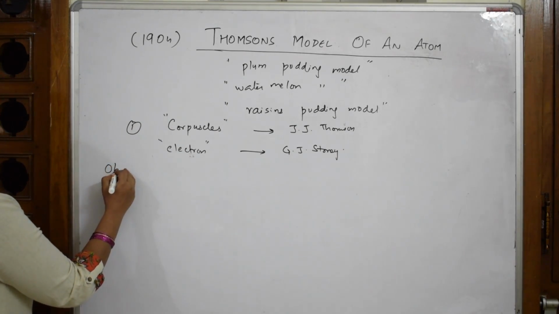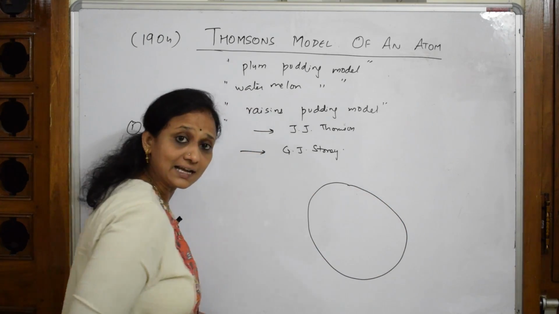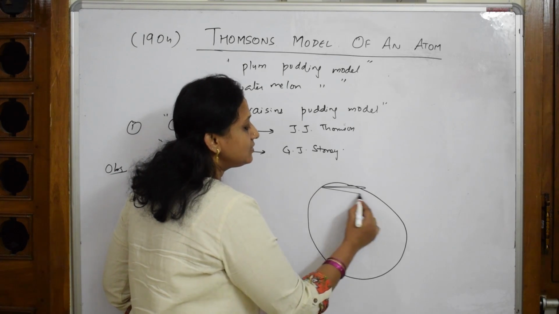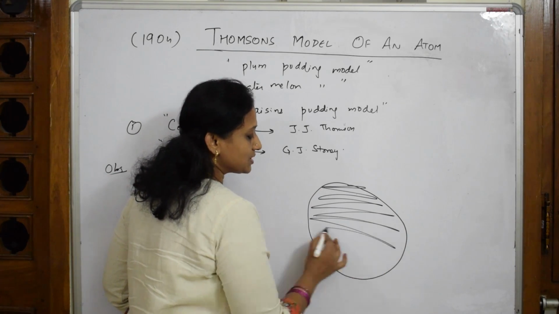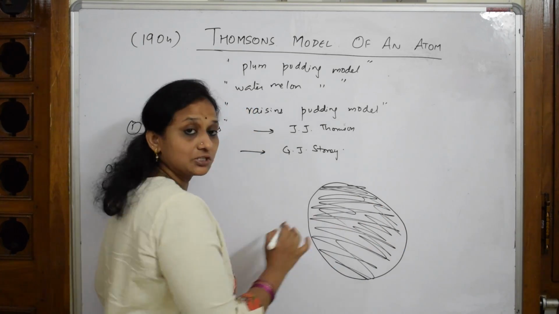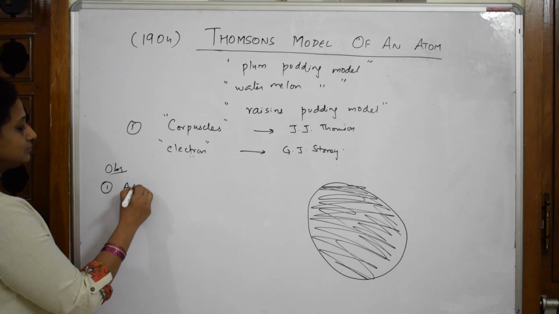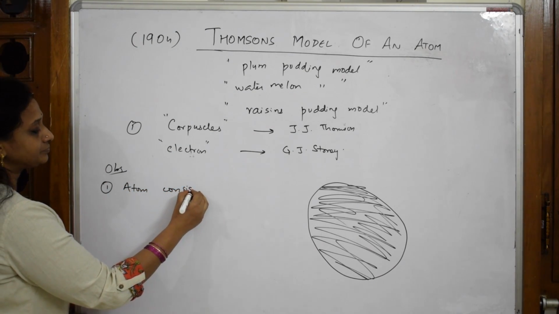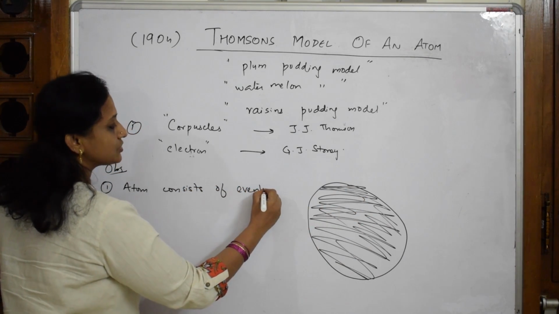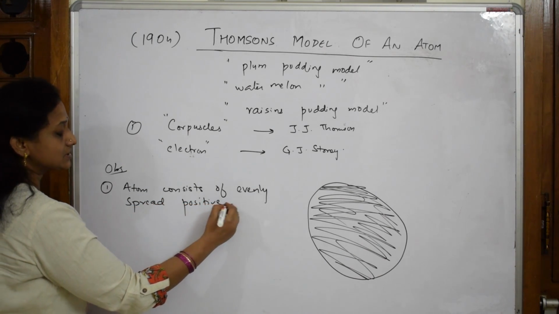He said, first of all, okay, let us draw the diagram. This is your whole spherical atom. He said the whole atom, or the whole sphere of the atom, is evenly spread with positively charged space. He said it is evenly spread by a positive charge. So that is the first assumption of J.J. Thomson. So what did he say? Atom consists of evenly spread positive charge. This is a rough diagram which I have drawn. Okay, this is done.